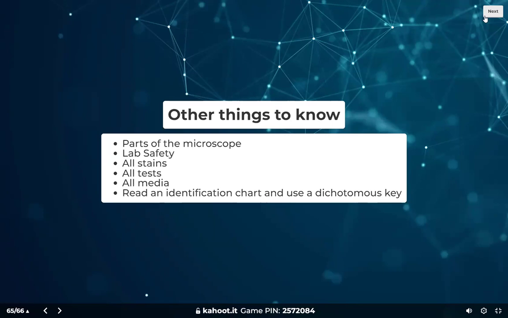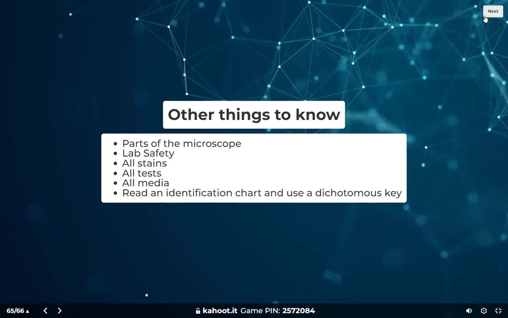All stains, you want to know. We already went over quite a few of them, but you want to know their primaries, any counter stains, whatever rinses are in the middle, what those steps do for the entire process, and what a positive and negative looks like. Also all of the tests that we are going to be doing for those tubes, all the different media types, those color changes, pH indicators, any reagents we have to add, and then be able to read an identification chart and use a dichotomous key.